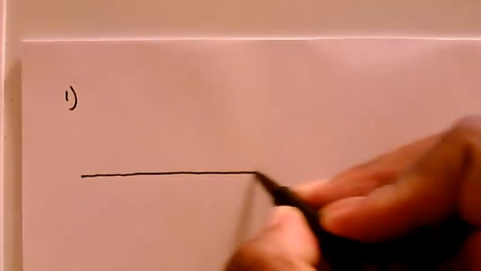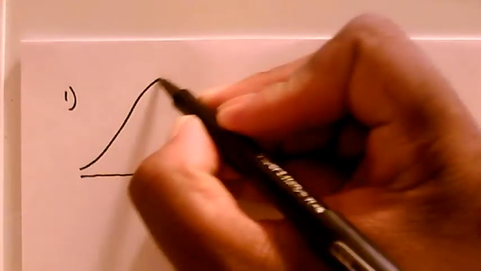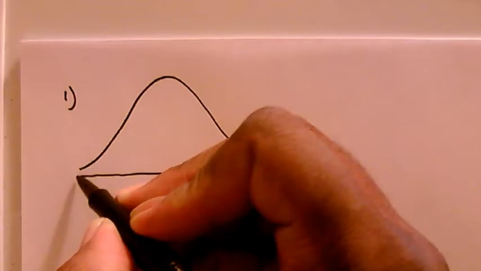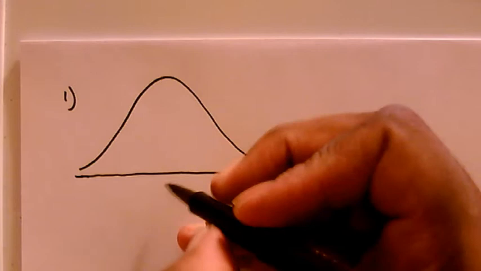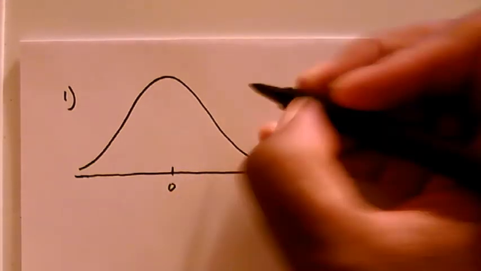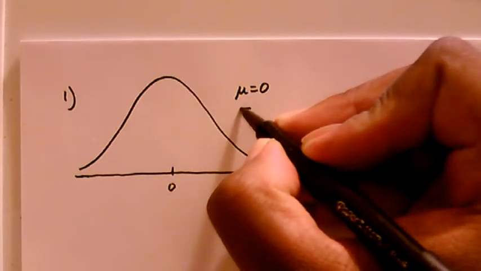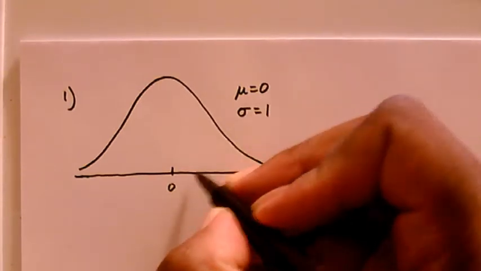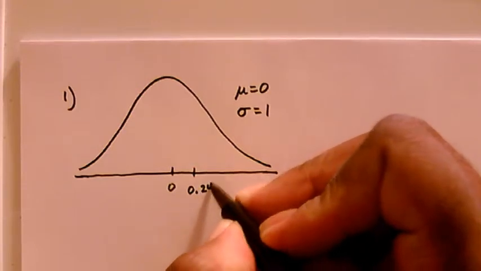Okay, so I'm going to do this on a separate sheet of paper. So here, this is problem number 1. And it does say draw a sketch, so I'm going to draw a sketch of the normal curve. Okay, so here's 0 here. And by the way, you're told that the mean is 0, and the standard deviation, of course, is 1. And 0.24 is to the right of 0.